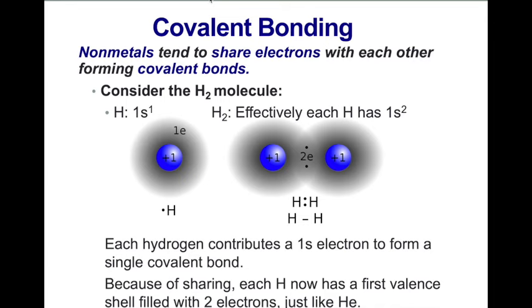So when you create the H2 molecule, because they are each contributing one electron and they're sharing them between the two, then effectively the net result is each hydrogen has a 1s2 electron configuration. Or in other words, they have the same configuration as helium, which is a noble gas, which is quite stable. And so this stability has been attained by sharing.